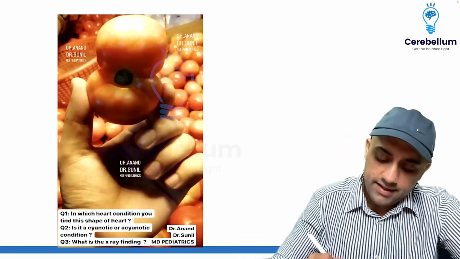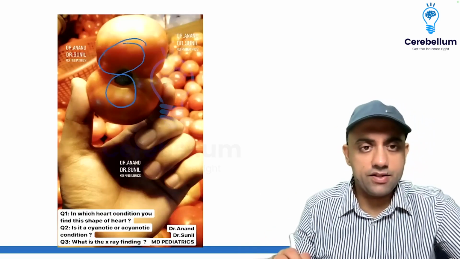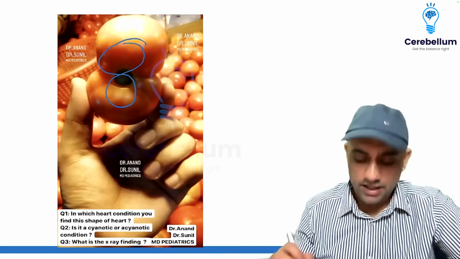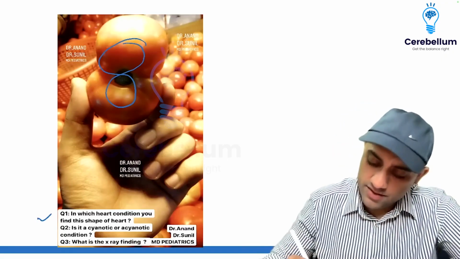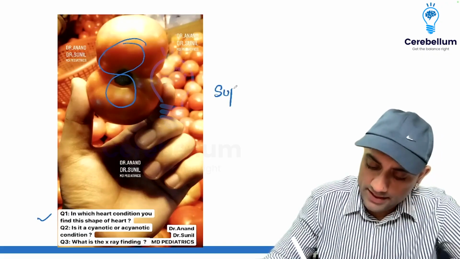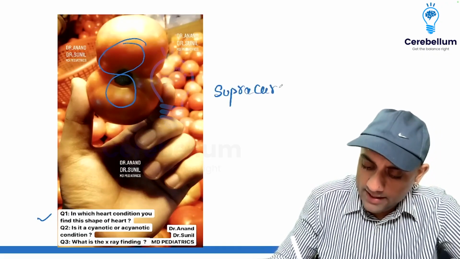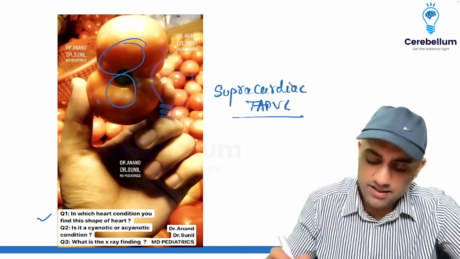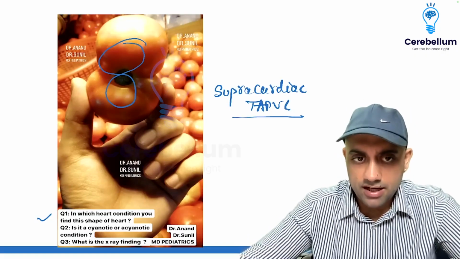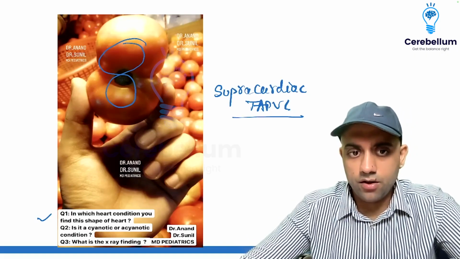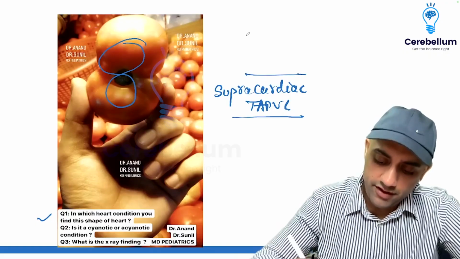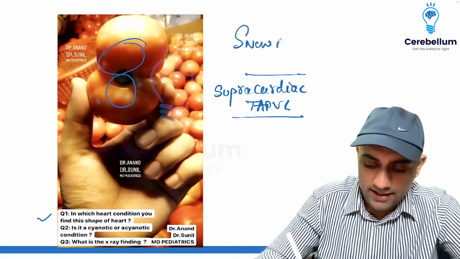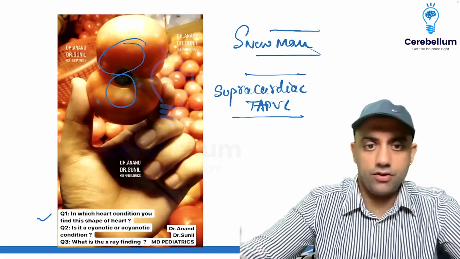Okay. Next point. Very nice. Figure of 8 appearance. Where do you see figure of 8 appearance? Very importantly, in which heart condition do you find this shape of the heart? This is a supracardiac TAPVC, where you see a figure of 8 appearance. It's one of the cyanotic congenital heart diseases. And the X-ray finding, I told you, figure of 8 appearance, Snowman sign and all that. So that's what you should know.